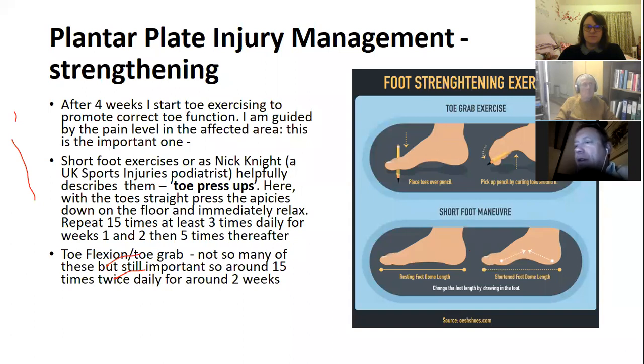But I prefer, particularly with my patients, the short foot maneuver in the diagram there. That really strengthens those feet and it really helps toe function return. But obviously, you're guided by pain. If it hurts your patient, then they have to reduce it or stop it until they're ready to do it. So when 4 weeks have passed, then you introduce this. Next slide, please.